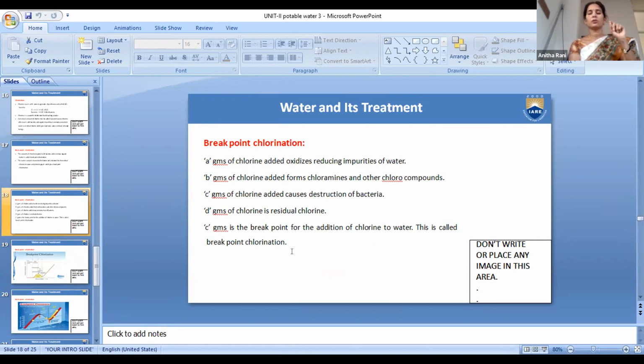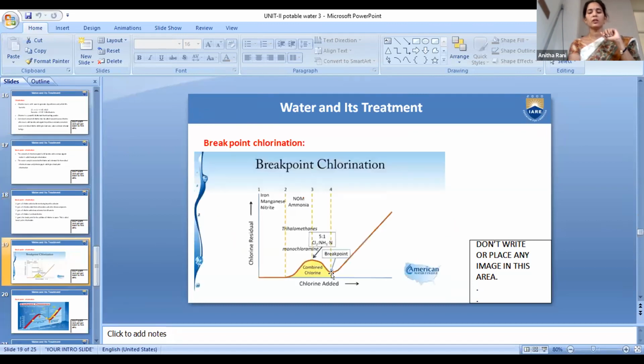So here what we come to know now is that C grams is the break point, which means that is sufficient for us to kill the bacteria present in water. 3 grams is sufficient, for example. So C grams is the break point for the addition of chlorine to water. This is called break point chlorination. So with the help of the graph, we come to know up to which grams of chlorine we can completely destroy the bacteria present in water.